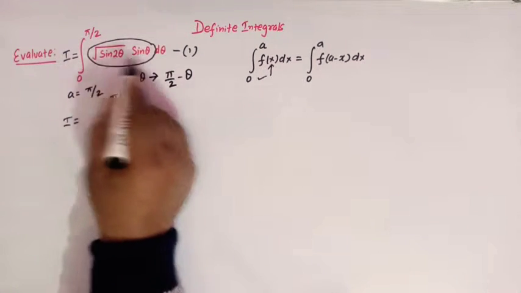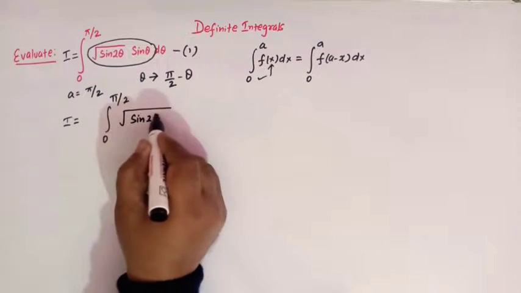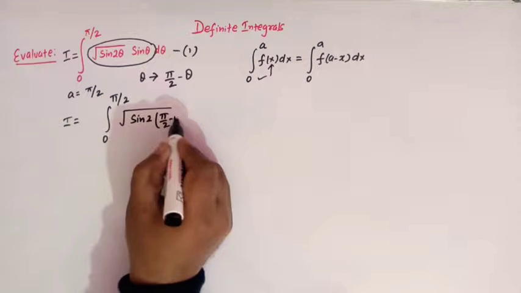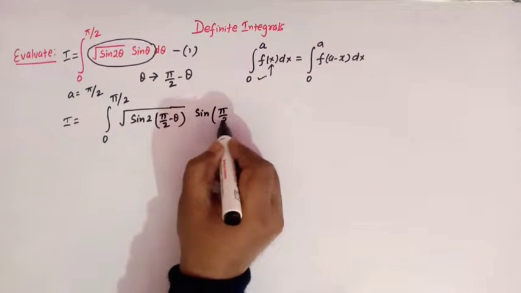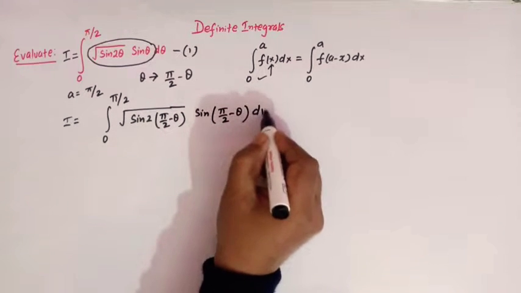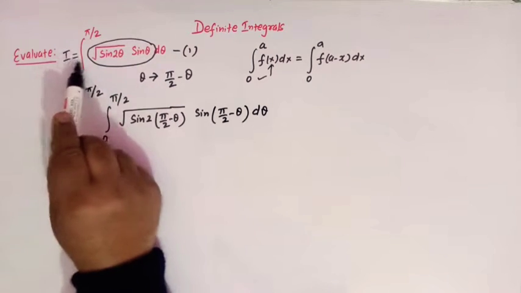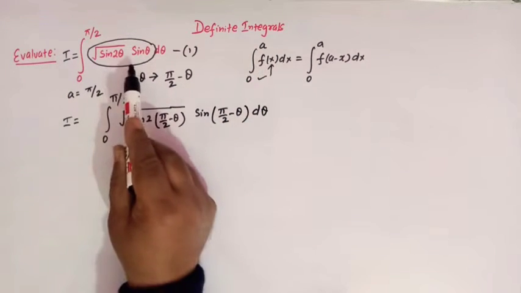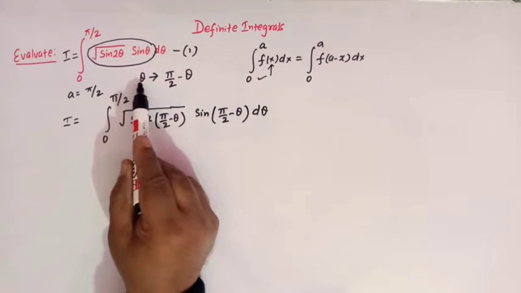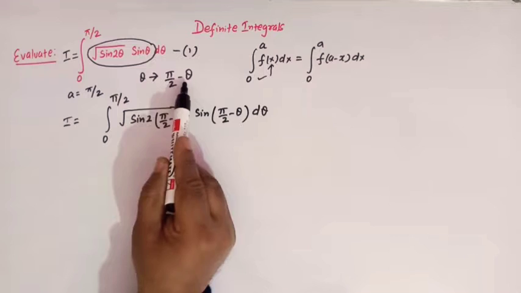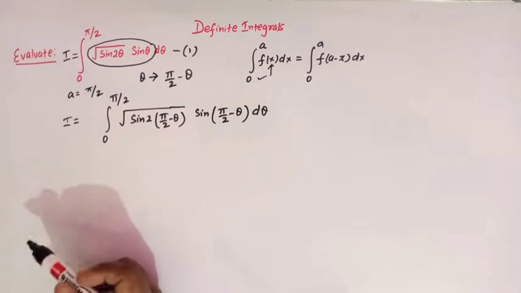So now this integral 1 becomes square root of sine 2 times pi by 2 minus theta, and here we have sine of pi by 2 minus theta, and here we have d theta. So what we have done is, we are given this integral, and we are using this property, and we replace theta by pi by 2 minus theta, because here we have to replace x by a minus x.